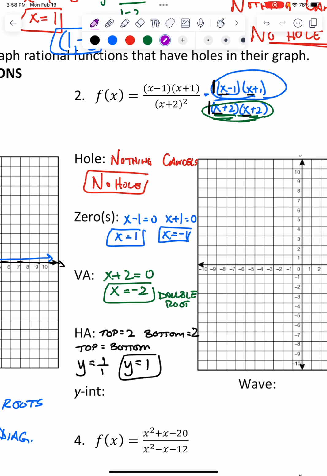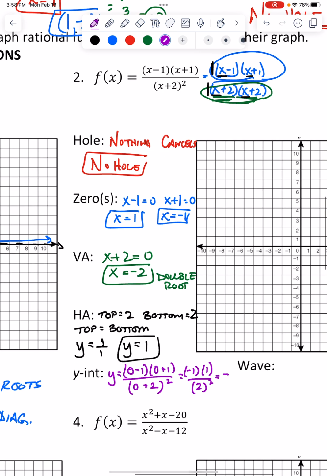Y-intercept, if we plug in 0 for x, so 0 minus 1, 0 plus 1 over 0 plus 2 squared, negative 1 times 1 over 2 squared. So that'd be negative 1 over 4. So 0 comma negative 1/4 for our y-intercept, okay?